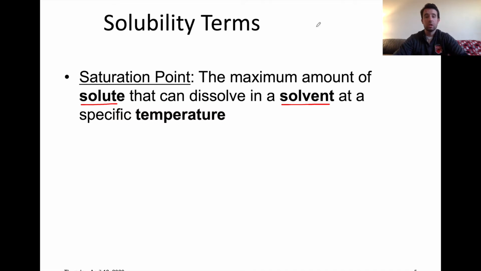So if you want to make an amount of solute more dissolvable, you can either add more water to it, add more solvent, or you can increase the temperature. Those are two different ways to get stuff to better dissolve.